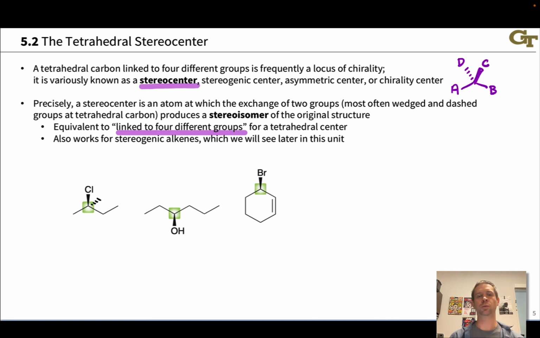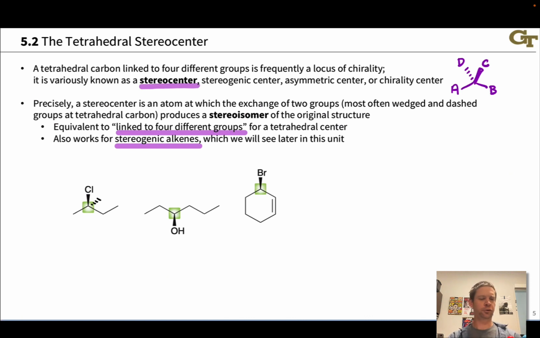To really drive home what we mean by stereocenter. But this concept of exchanging two groups and seeing what happens to the structure also works for what we'll call stereogenic alkenes. We're going to explore those later in the unit when we return to this idea of cis and trans isomers not being the same and being diastereomeric.